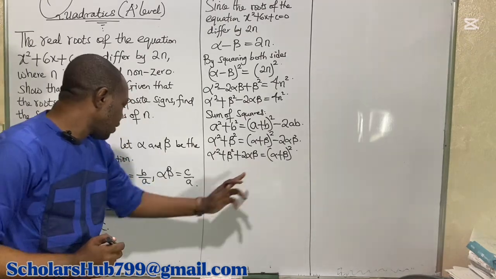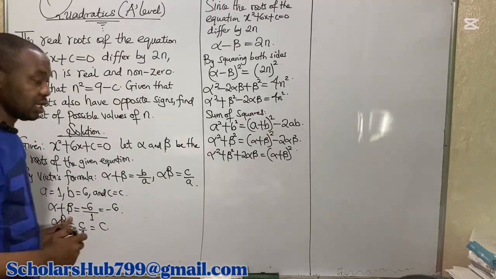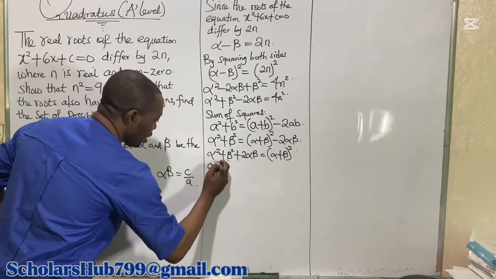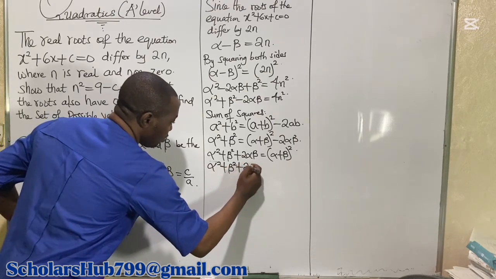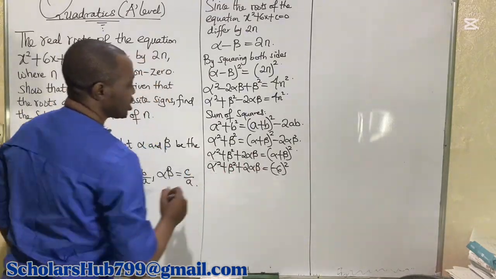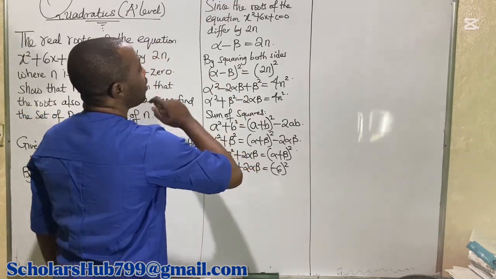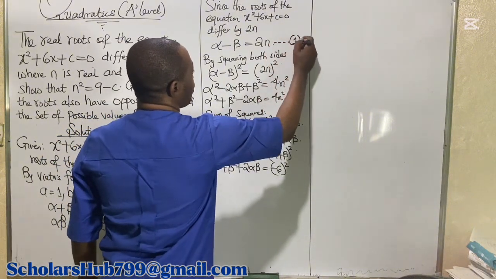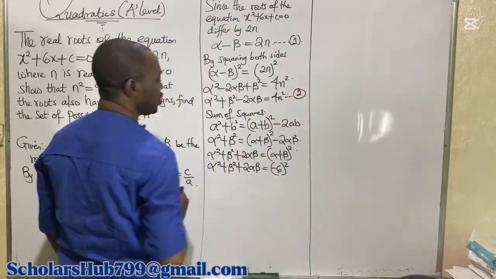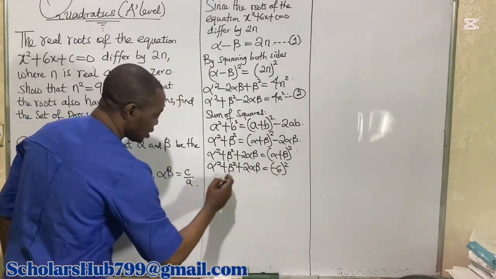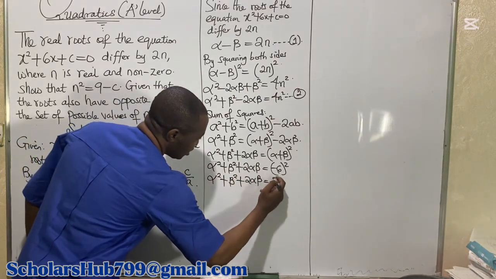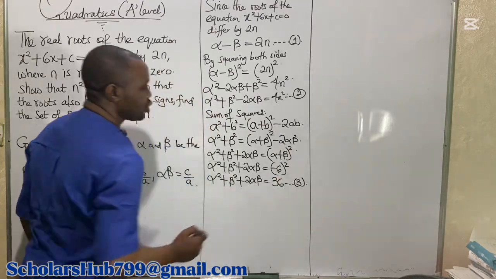Okay, now we know that the value of alpha plus beta is negative 6. So we can say that this will be alpha squared plus beta squared plus 2 alpha beta equals negative 6 raised to the power of 2, and this will be 36. So from what we have here, we have this to be equation 1. Now this becomes equation 2. So by the time we write this as alpha squared plus beta squared plus 2 alpha beta, this will be 36, and this will be equation 3.